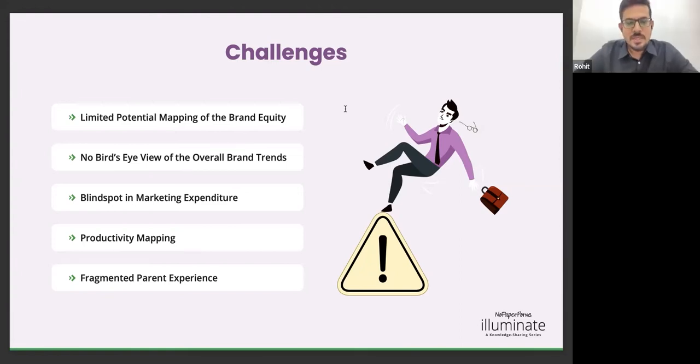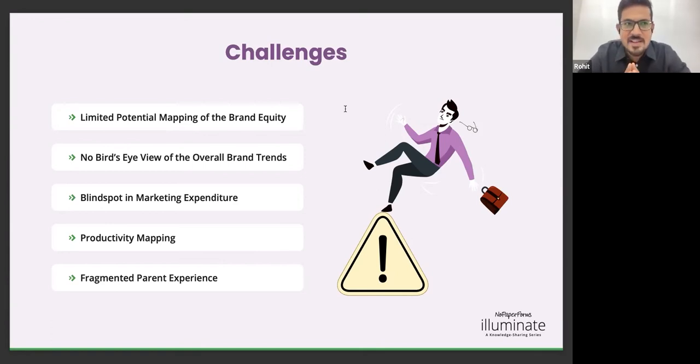Right. So some of the challenges that we have noted down are, number one, the limited potential mapping of brand equity. So what is brand equity? It is the commercial implication of the brand based on the perception rather than the direct product or service itself. What does that mean? It's the number of admissions or the number of seats that are filled based on the perception of the brand of the school amongst the general public rather than the product or service itself.